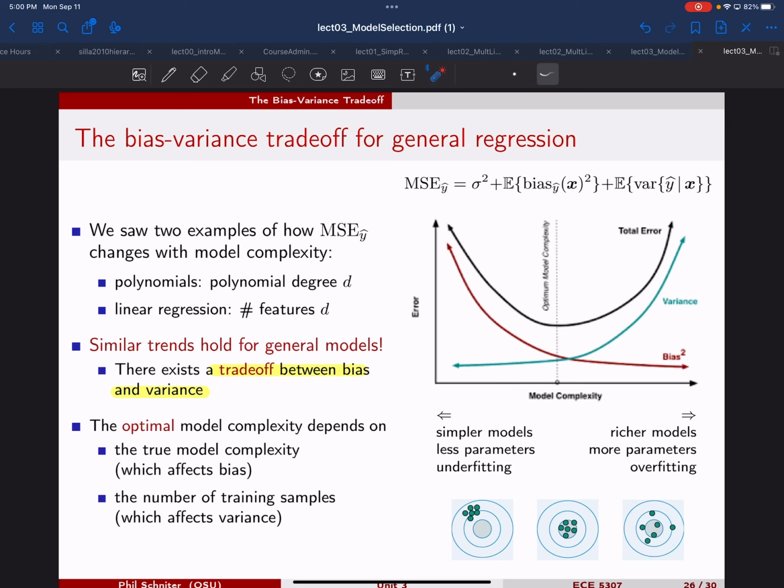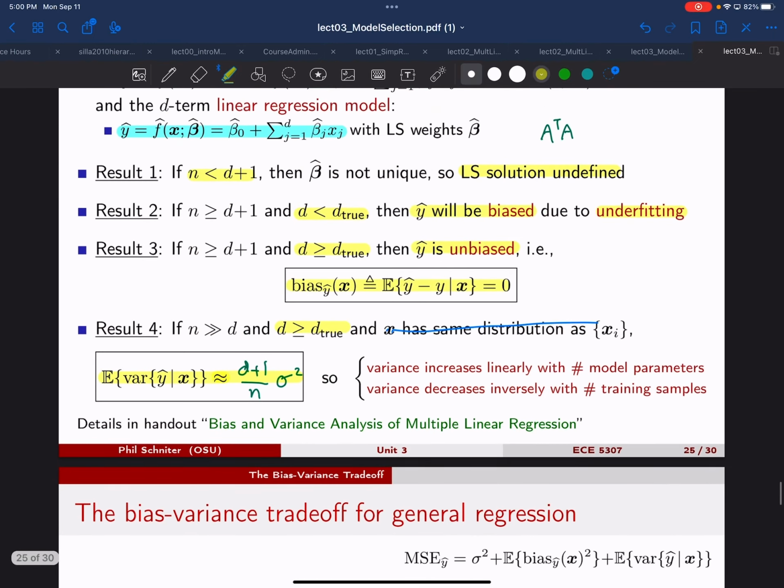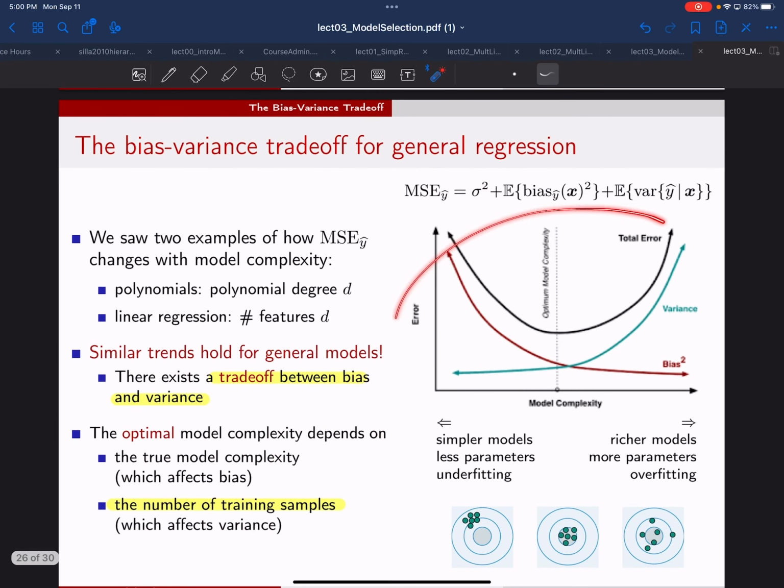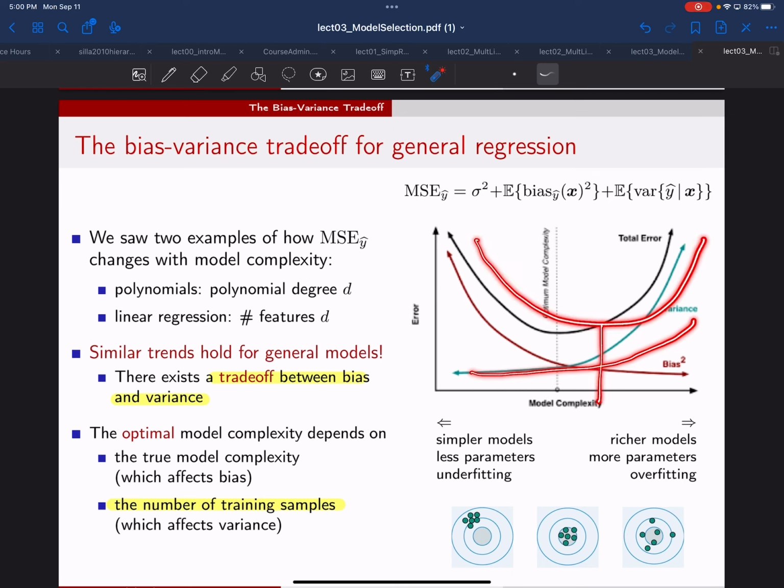Okay. Keep in mind that the curves also depend on the number of training samples, because we said that that has an effect. If you have a certain number of training samples, maybe it looks like this. If you add more training samples, then maybe your variance doesn't grow as quickly, which means your optimal complexity has moved over here. So this is a moving target depending on how many training samples you have.